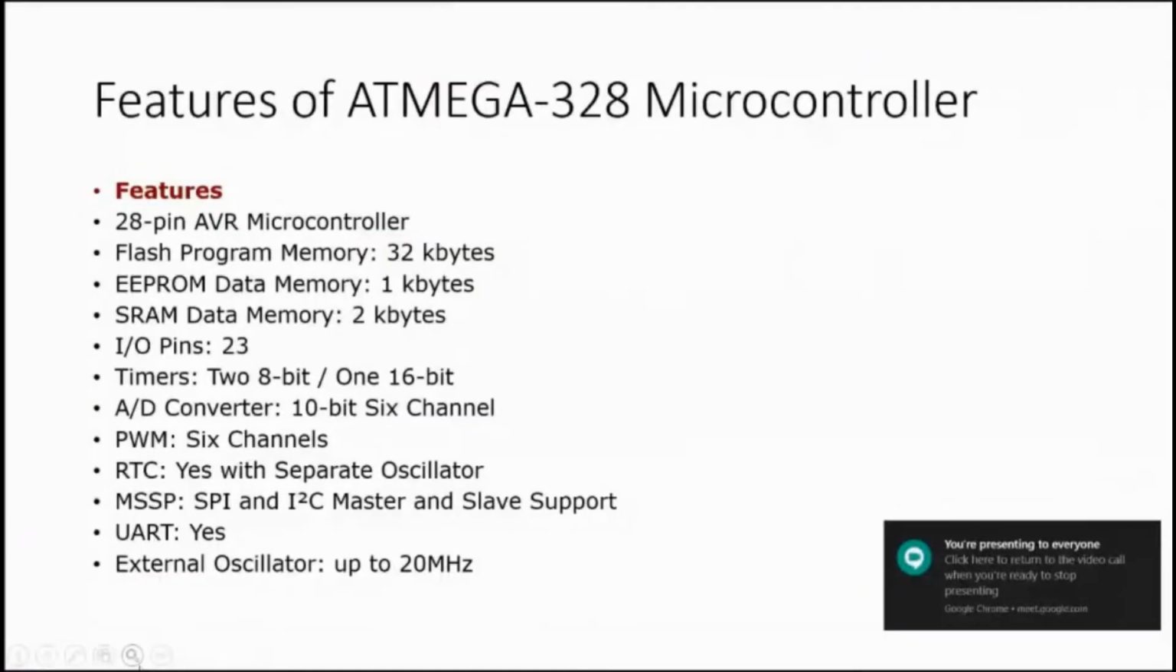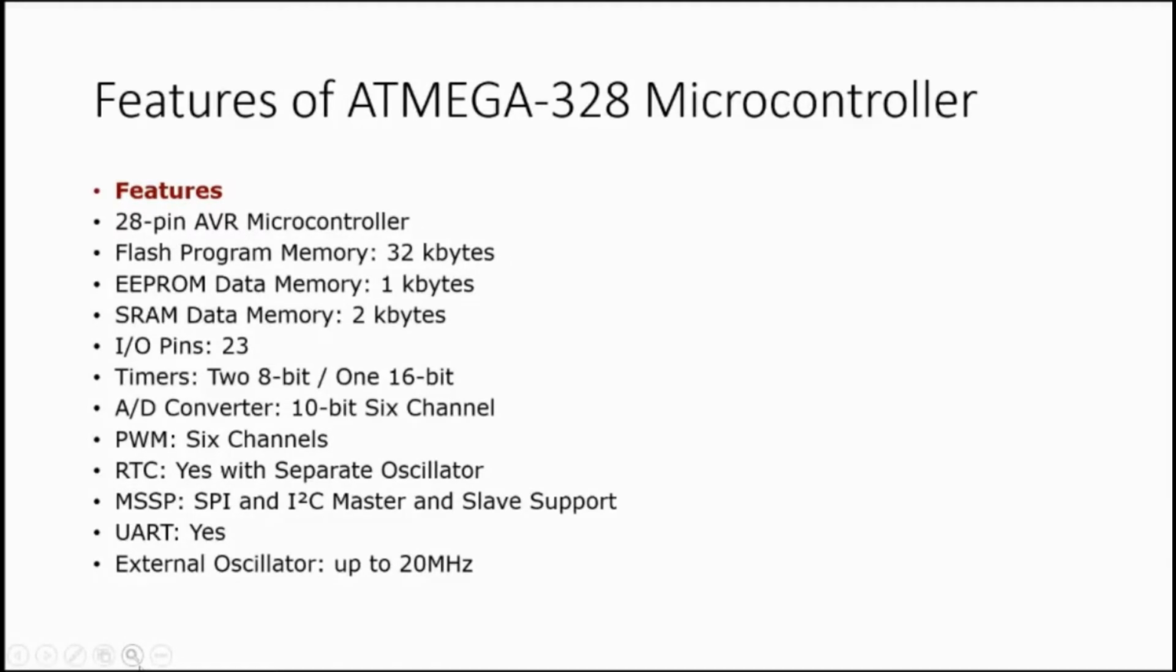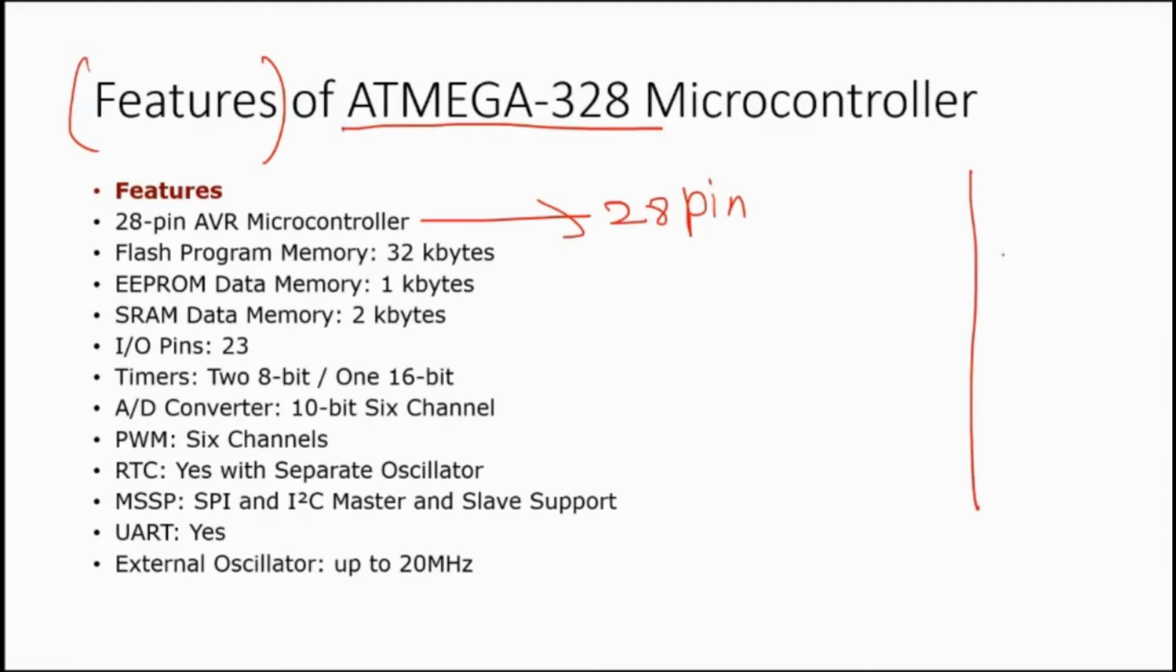Next, you have to understand what the important features of my slave device, the ATMEGA 328 microcontroller, are. What are the important features available inside my slave device? This slave device consists of 28 pins. That is the first feature. 28 pins, 14 on one side and 14 on the other side. If you take any IC, on top you will have a small groove.